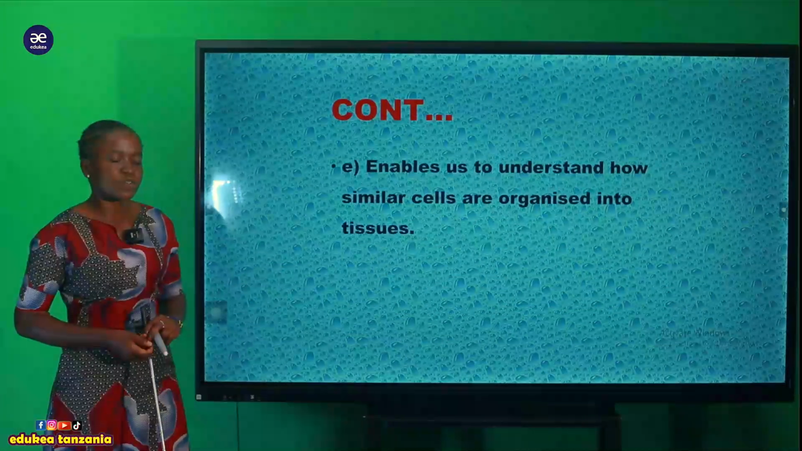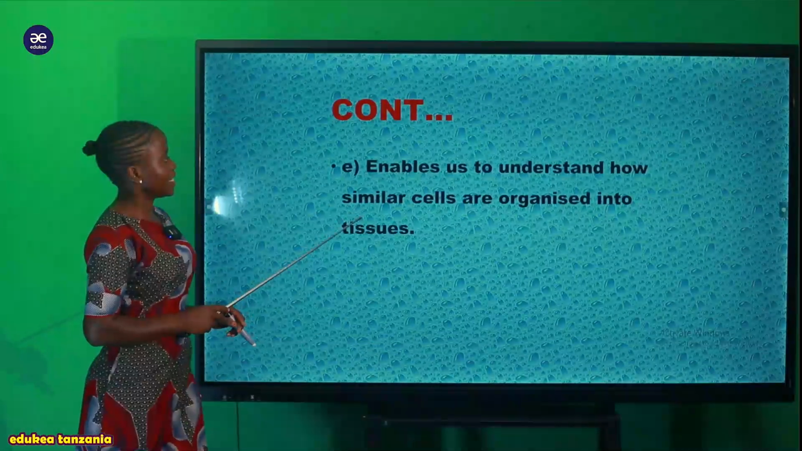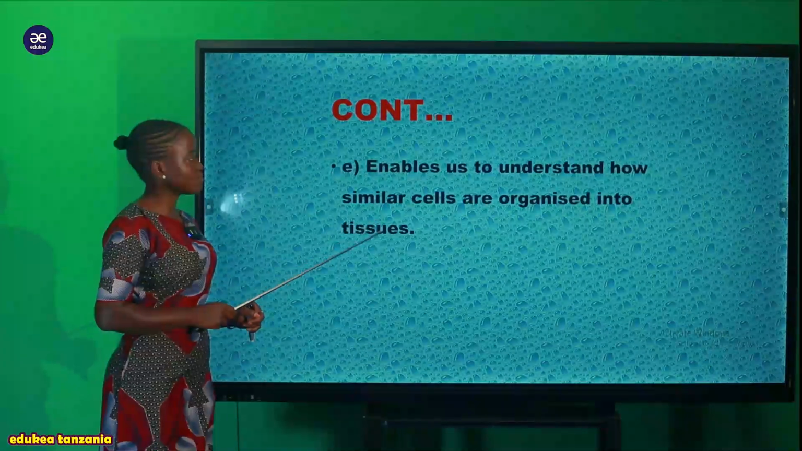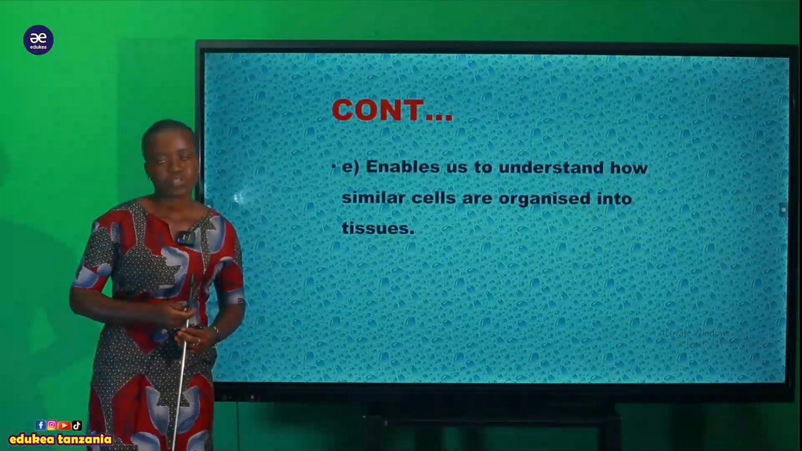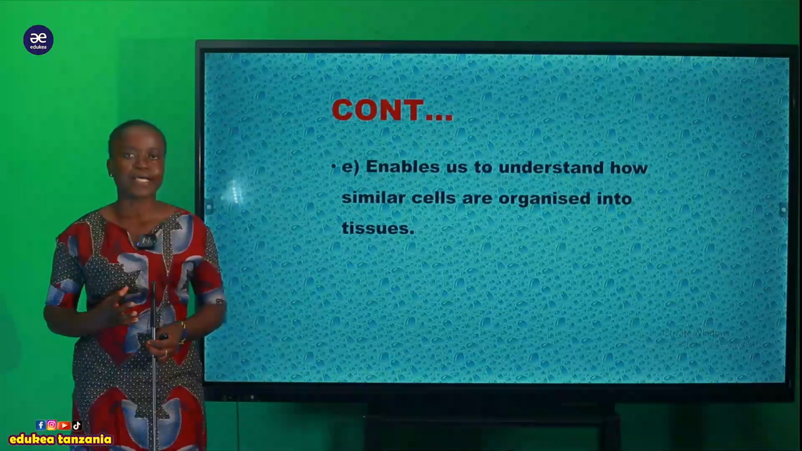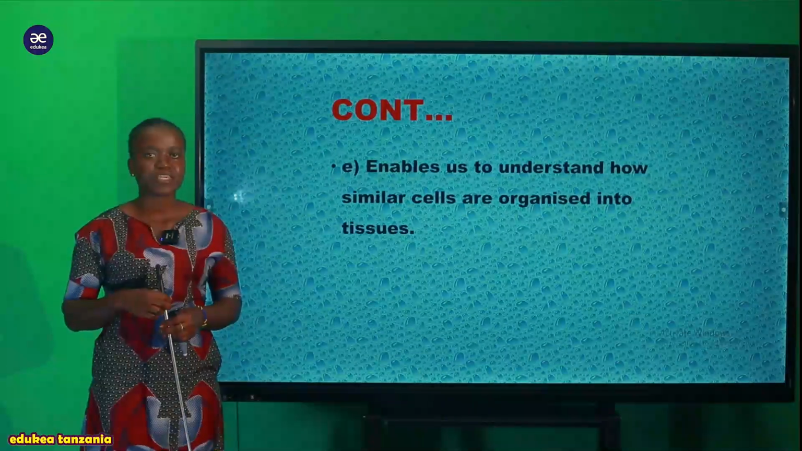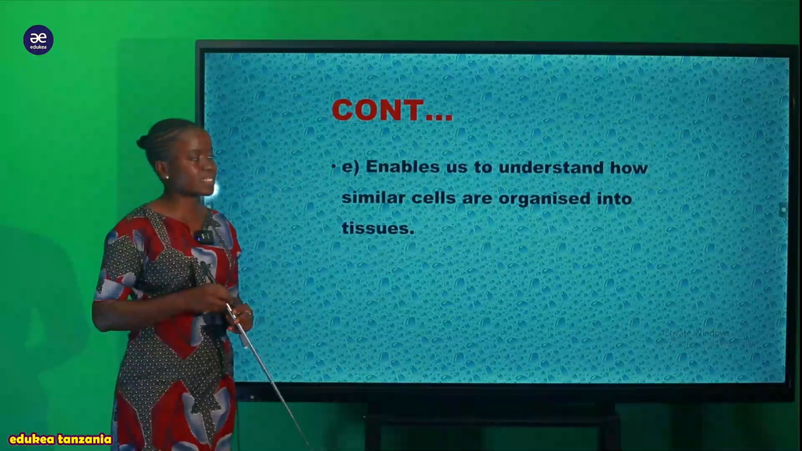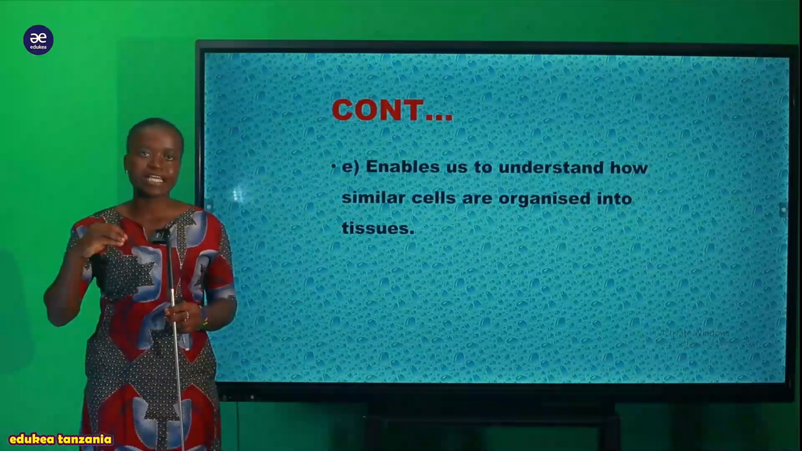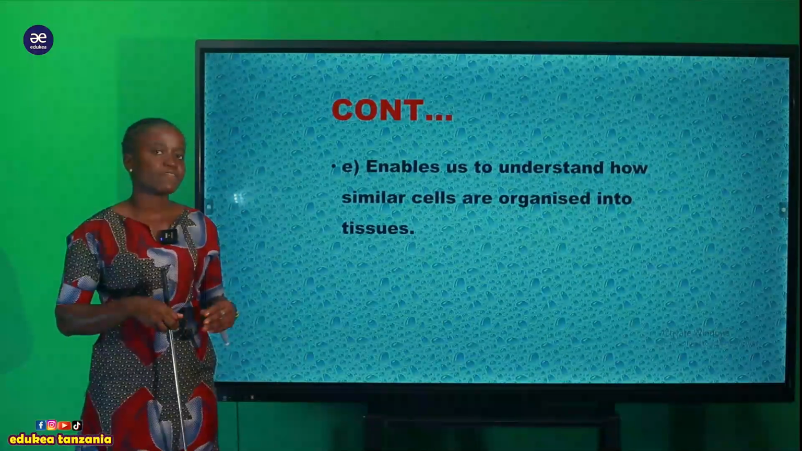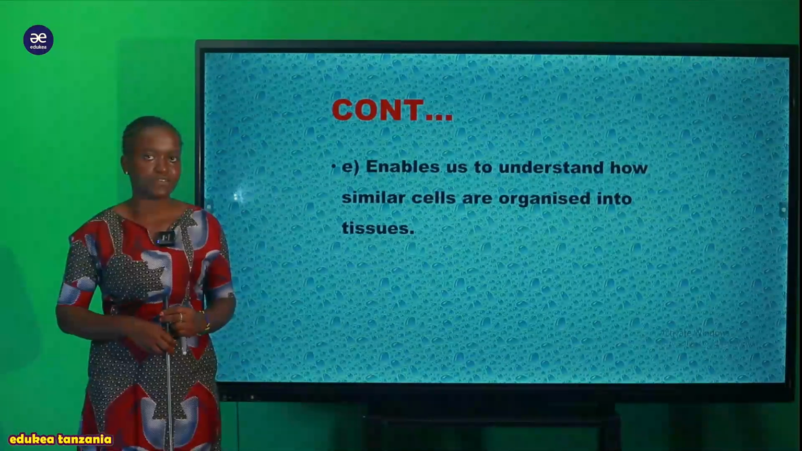Another importance of studying this cytology, here we can say that it simply enables us to understand how similar cells are organized into tissue. So itatusaidia kujua kivipi seli na seli zinaungana kutengeneza another thing, that is tissue. We know that tissue is just a combination of cell and cell, thereby it will give us tissue. We have different kinds of tissue in living organisms.